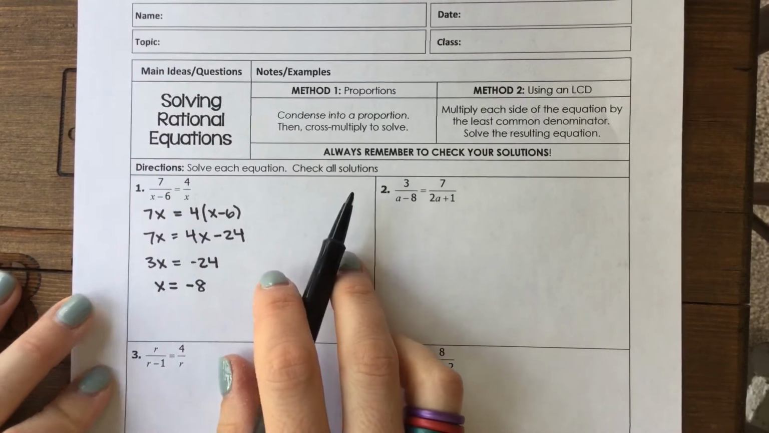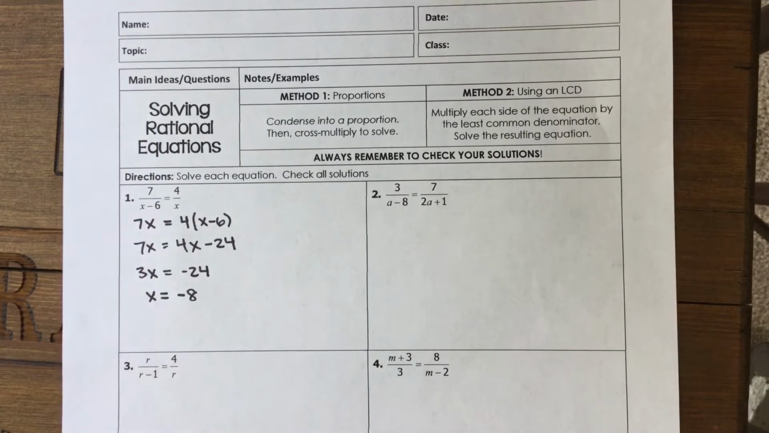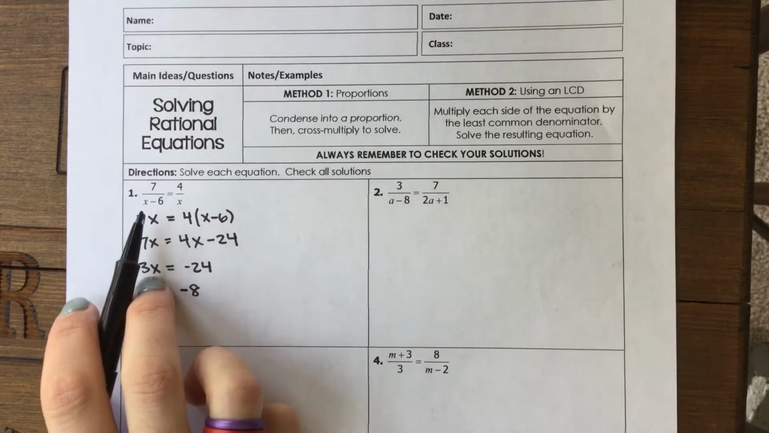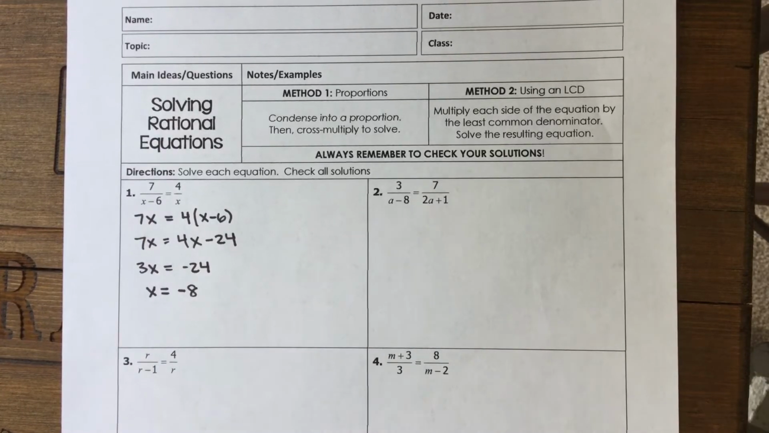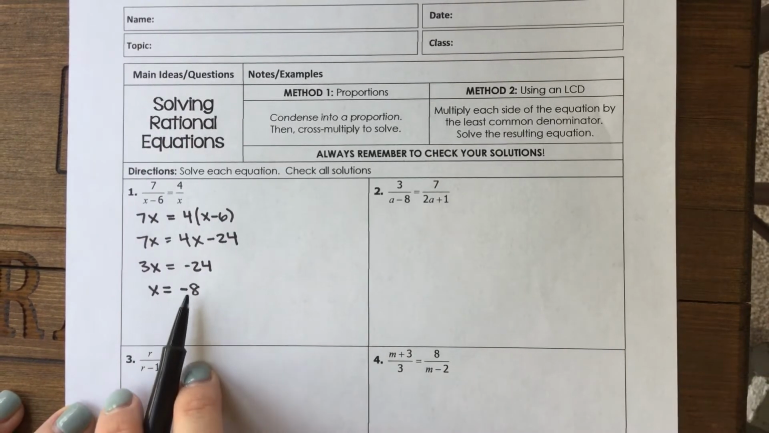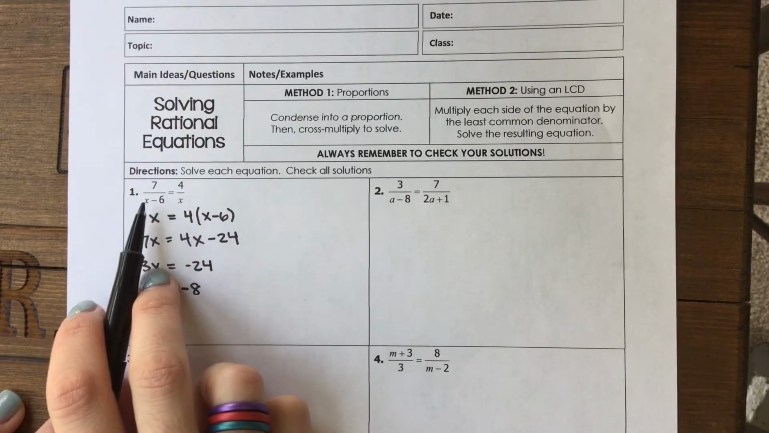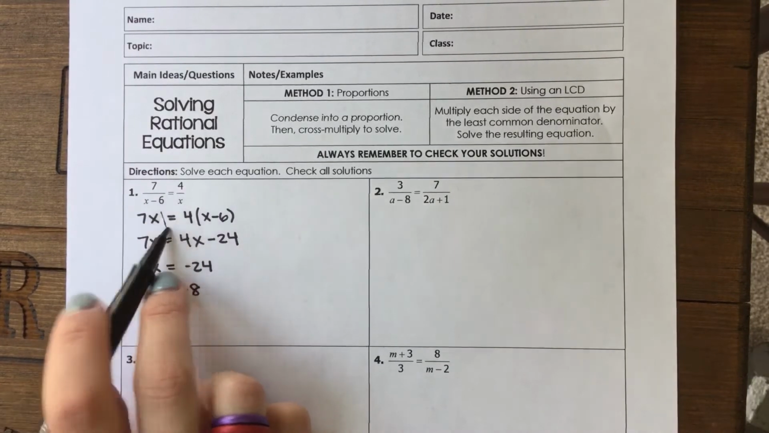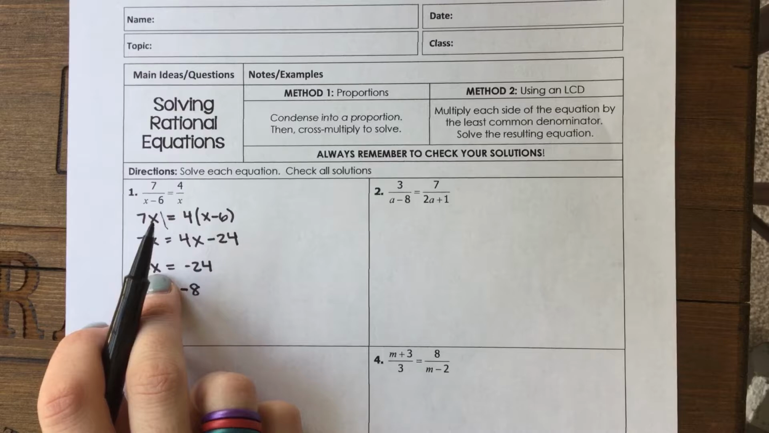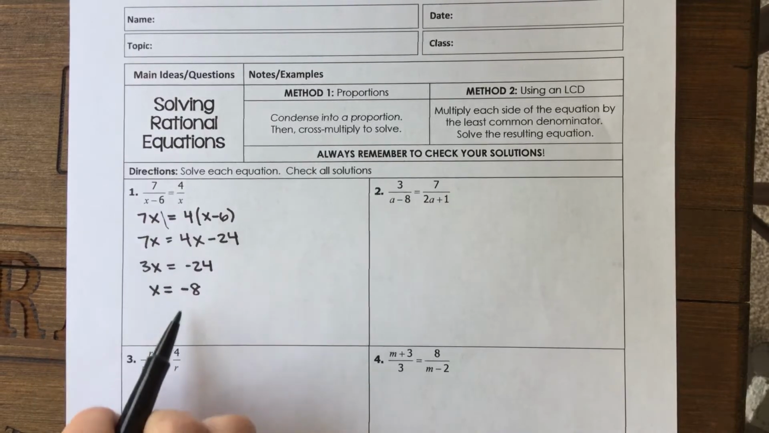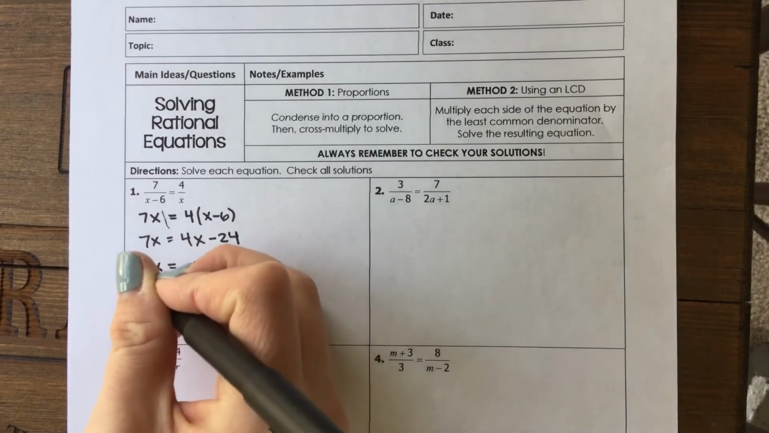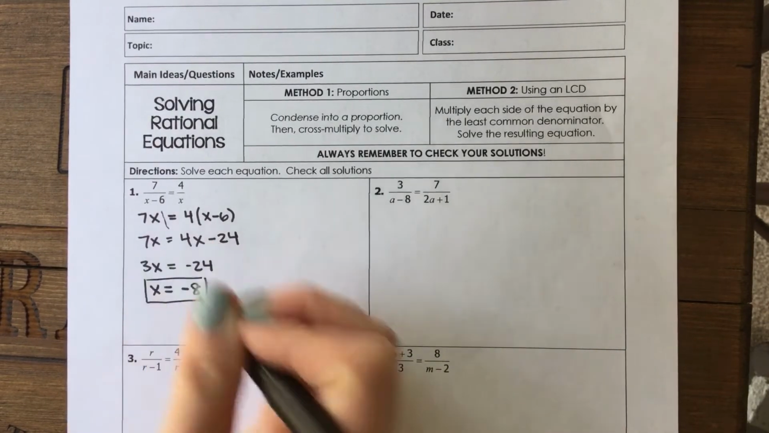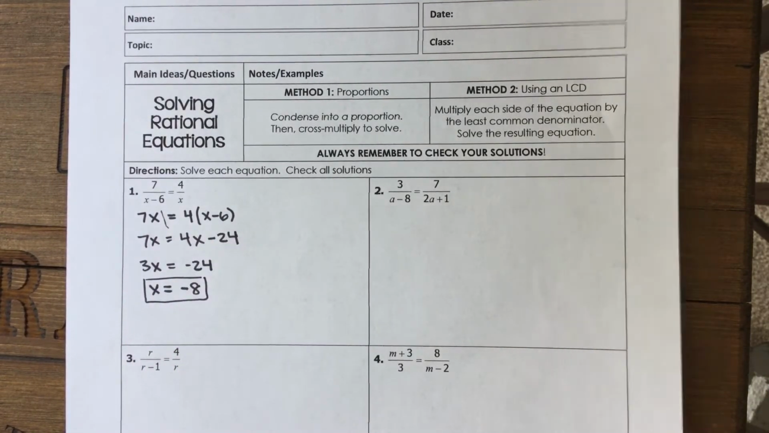So we check all solutions. Here's where you could have an extraneous solution, when you end up with 0 in the denominator. Because if we have denominators, we have a restricted domain. If I try to sub in negative 8, this denominator would be negative 8 minus 6, which is negative 14, which is fine. As long as it's not 0, your answer is fine. And then here, plug negative 8 into this denominator, and it's negative 8, which is fine. So that means x equals negative 8 is our answer for number 1.